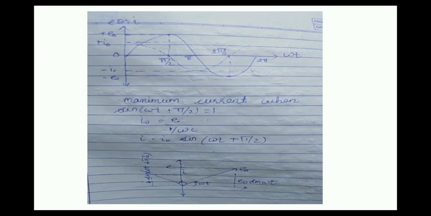The current will be maximum when sin(omega t plus pi by 2) equals 1, so that I equals I0, where the peak value of the current I0 is equal to E0 upon 1 by omega C. That is equation number 4. Comparing these equations, we find that in an AC circuit containing a capacitor, only the alternating current I leads the alternating EMF E by the phase angle of pi by 2 radians, as shown in the diagram above.